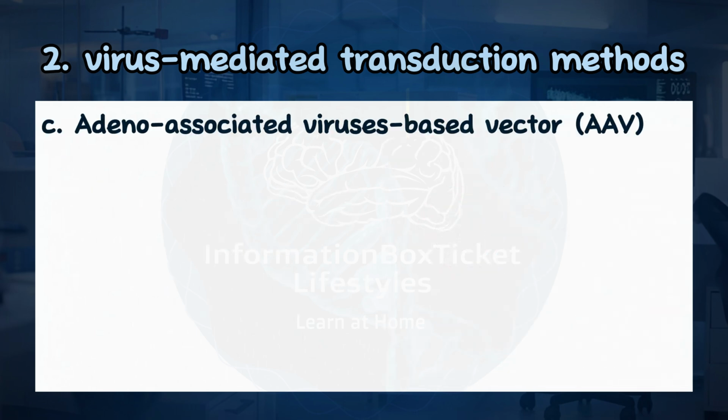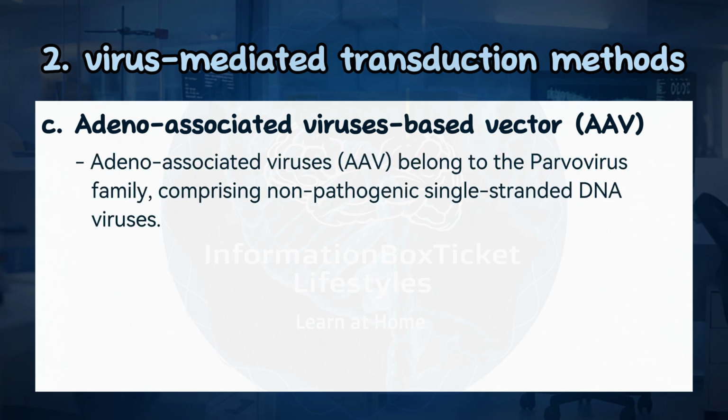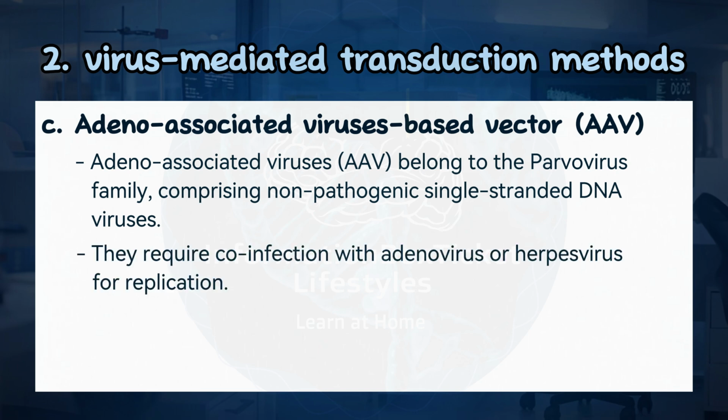C. Adeno-associated virus-based vector, AAV. Adeno-associated viruses, AAV, belong to the parvovirus family, comprising non-pathogenic single-stranded DNA viruses. They require co-infection with adenovirus or herpes virus for replication.